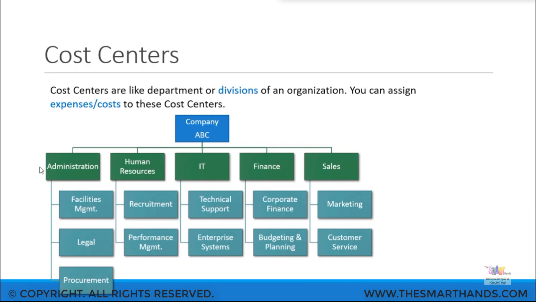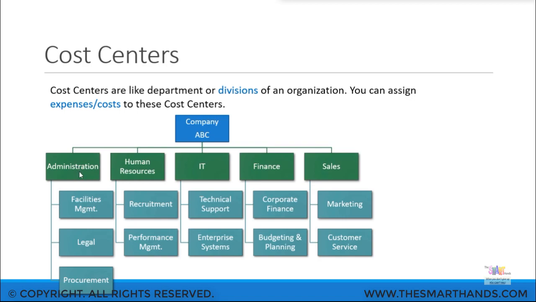This administration node itself is called a cost center group, and this is all part of a cost center hierarchy. So you might have a top node like company ABC, and you can have different departments or levels like admin, HR, IT, finance, sales, and these are all called cost center nodes, or you can call it a top level node or hierarchy node. Commonly in SAP it is called a cost center group.